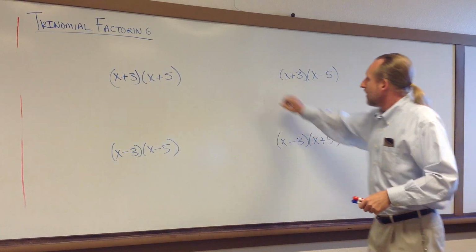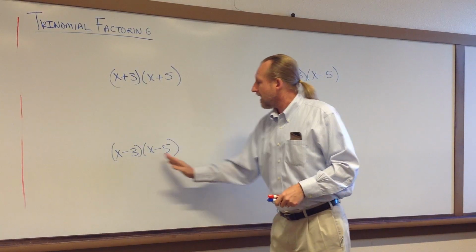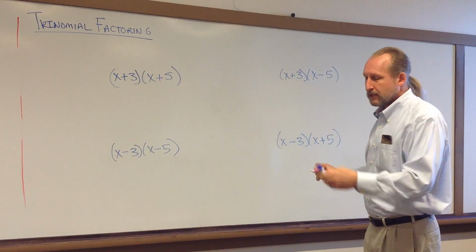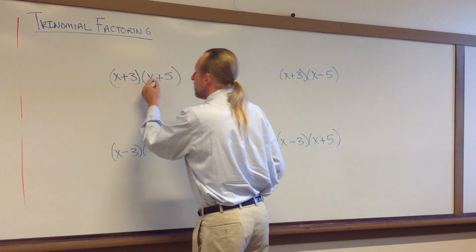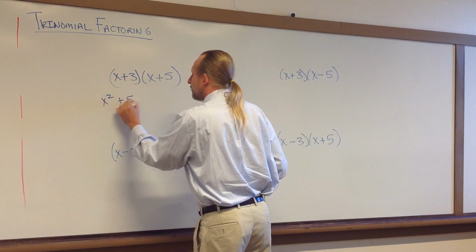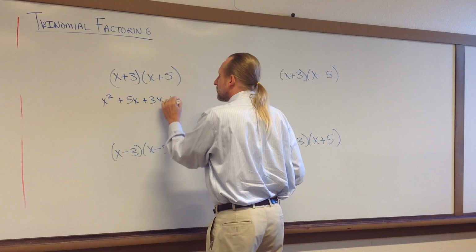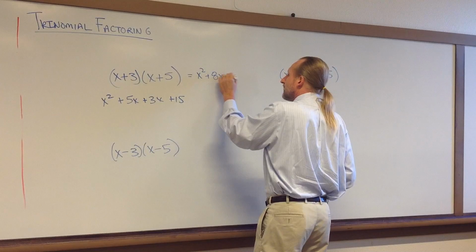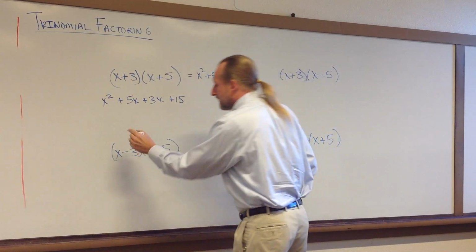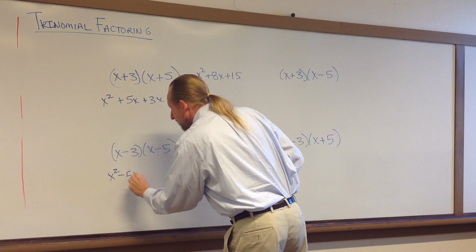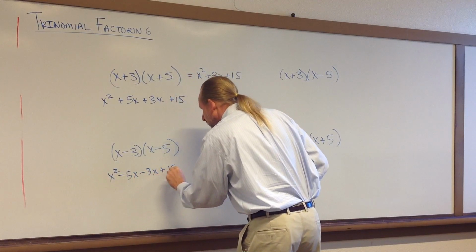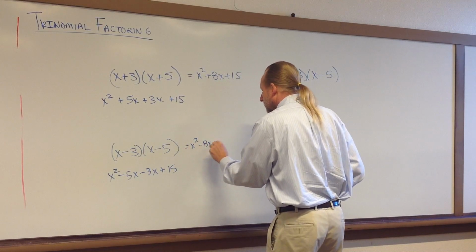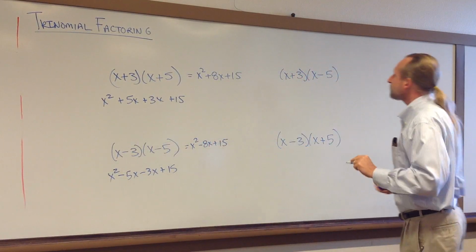So I've got them set up with the same 3 and 5 in the parentheses, but with the signs changed in each case. So let's multiply this through. We get x squared plus 5x plus 3x plus 15. And so this is x squared plus 8x plus 15. Down here, x squared minus 5x minus 3x plus 15. So this is x squared minus 8x plus 15.